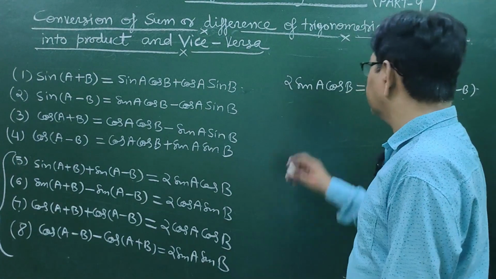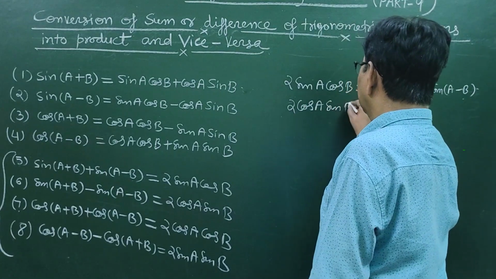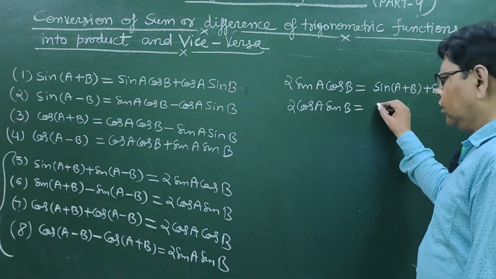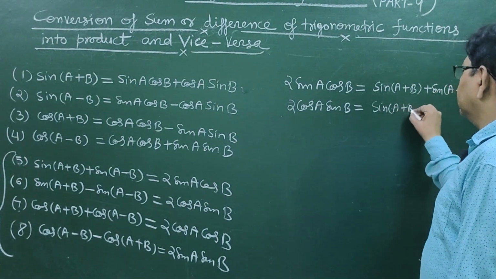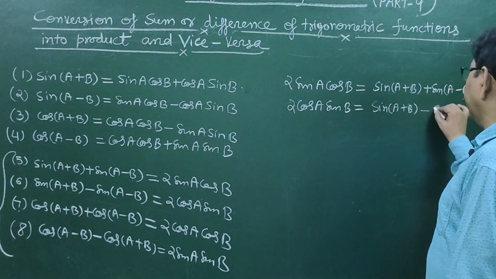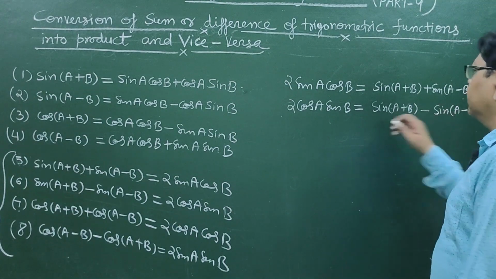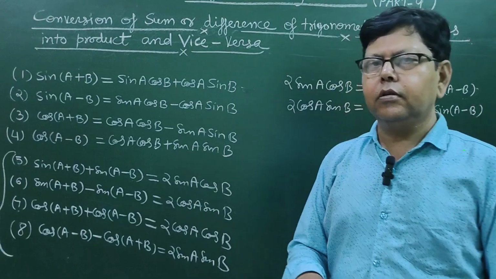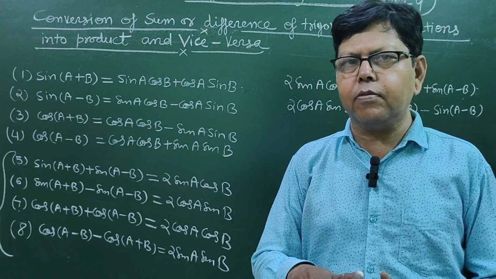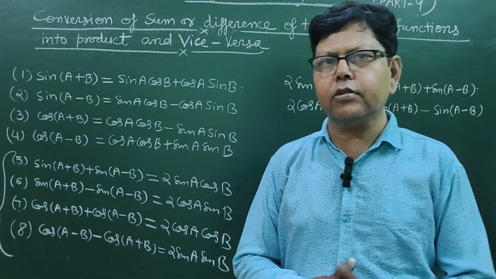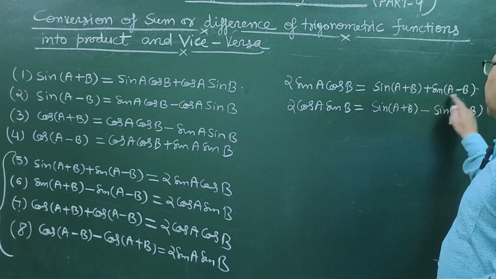And 2 cos A sin B is equal to sin (A plus B) minus sin (A minus B). Here we are converting the product of sine or cosine in terms of addition or subtraction. So 2 sin A cos B is sin (A plus B) plus sin (A minus B).